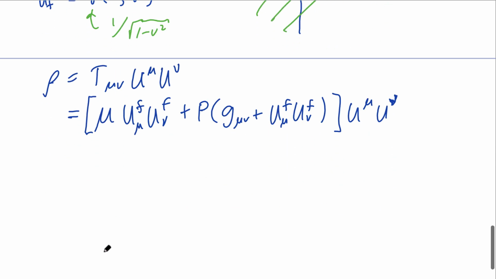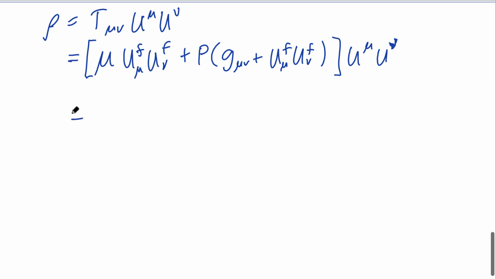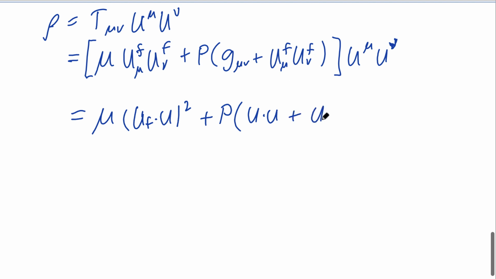So if we multiply this out, what we find is the mass density of the fluid times u_μ of the fluid, u^μ of the observer, and so that's the inner product of u of the fluid with u of the observer, and we have two copies. We also have u_ν of the fluid multiplied by u^ν, so there's two copies of that, plus p times the inner product of u with itself, and then we have once again two copies of the inner product between the u of the fluid and u of the observer.